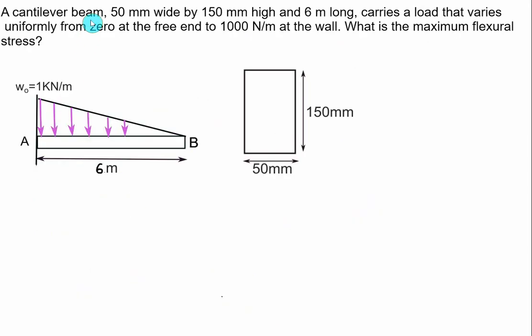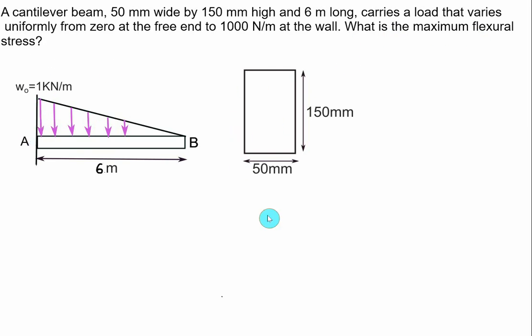A cantilever beam of 50 mm wide by 150 mm high and 6 meter long carries a load uniformly varying from 0 at the free end to 1000 Newton per meter at the wall, which is same as 1 kilonewton per meter. What is the maximum flexure stress? We have to find out.